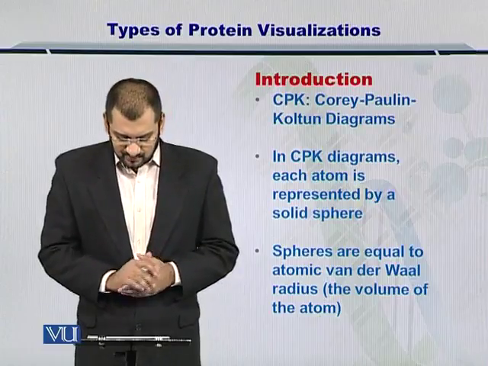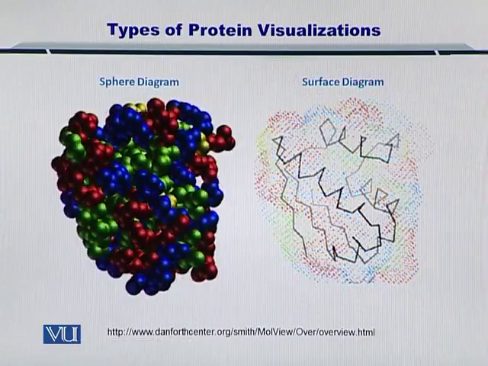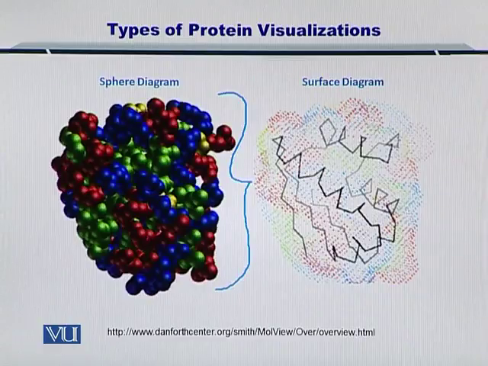So I'll show you an example here. So this is the CPK diagram here. As you can see, each atom has been plotted as a sphere. Now, the size of each sphere is actually the van der Waals distance, or the size of the atom.